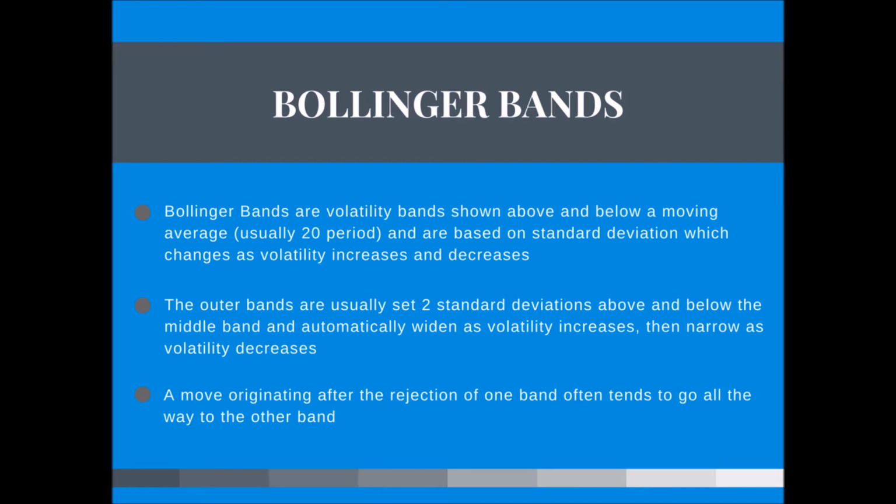Bollinger Bands are volatility bands shown above and below a moving average, usually a 20-period moving average. They're based on standard deviation, which changes as volatility increases and decreases. So the outer bands are usually set 2 standard deviations above and below the middle band and automatically widen as volatility increases and narrow as volatility decreases. A move originating after the rejection of one band, one extreme, either the high or the lower band, often tends to go all the way to the other band, but you don't know how long it'll take.